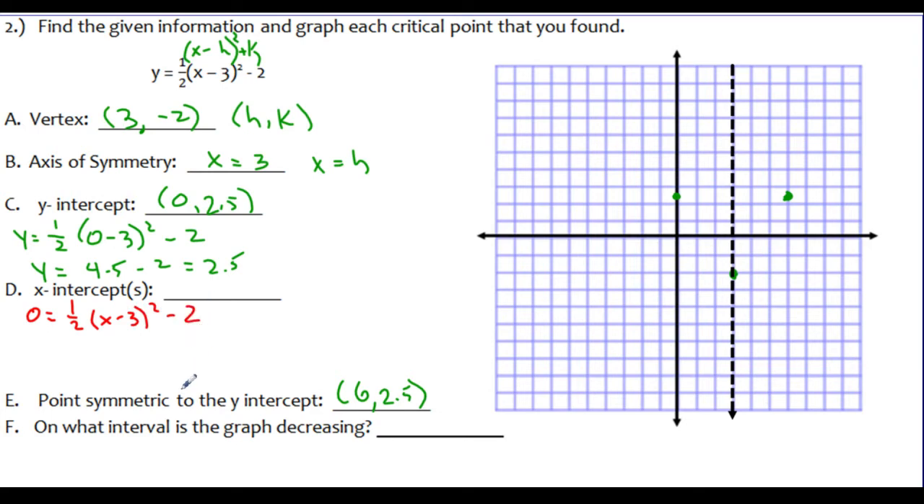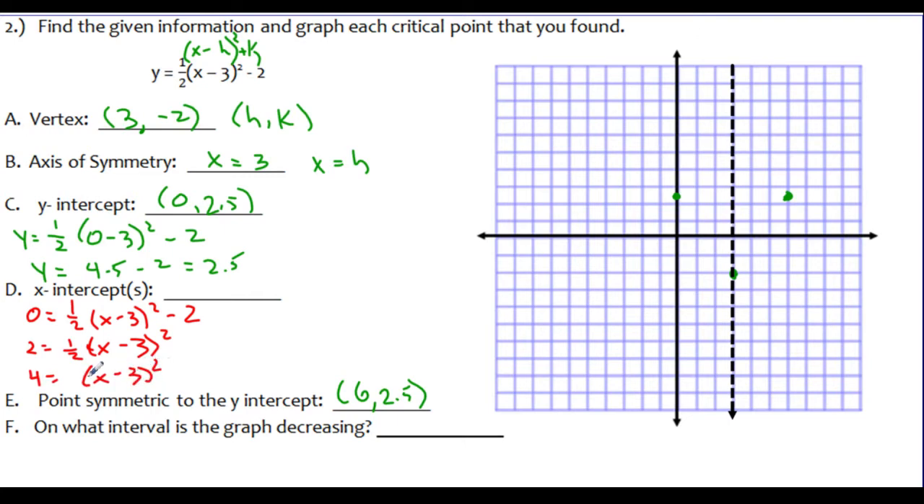Okay, so this is actually a square root method problem. So I need to add the 2 over. So it's going to be 2 equals 1/2 times (x minus 3) squared. Now I need to get rid of the half. To get rid of a half, I can multiply both sides by 2. So this is going to become 4 equals (x minus 3) squared.